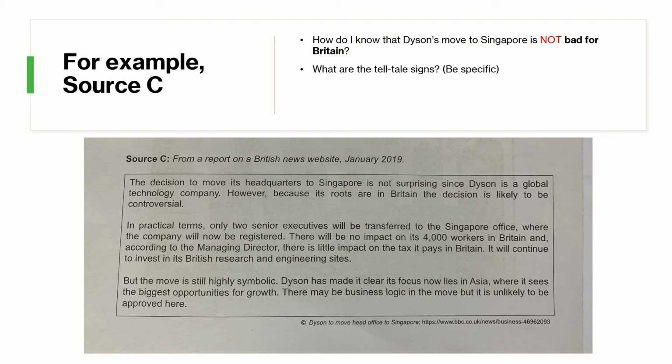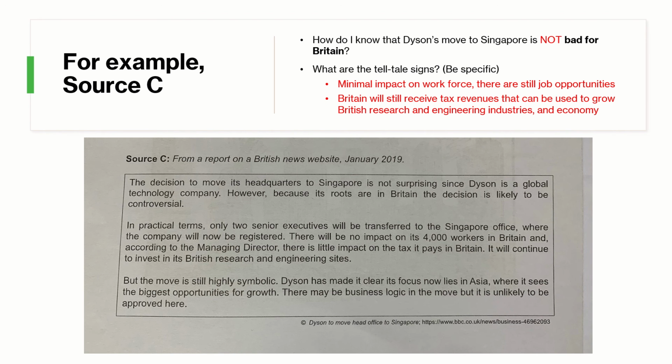Okay, I think for this source itself, it's not that it's essentially bad, right? It did mention that there will be no impact on these 4,000 workers. It also mentioned little impact on the tax, so of course that's minimal. And they will continue to invest in British research and engineering sites, which means there will still be job opportunities and tax revenue. So there is really very little change from before. Like what we just mentioned, we are not saying that it's bad, we are just saying that there is minimal change, right? So I think that's also an acceptable way to answer this question.